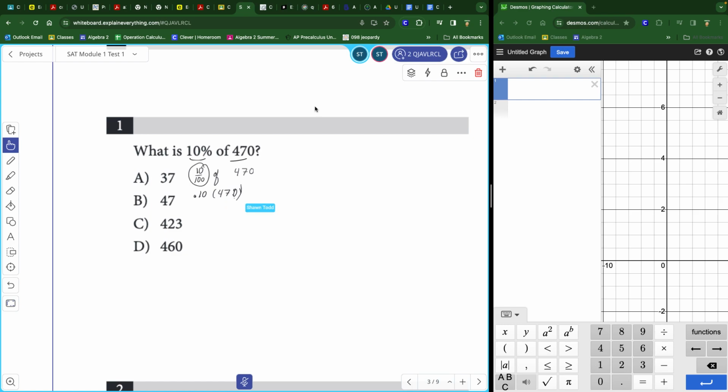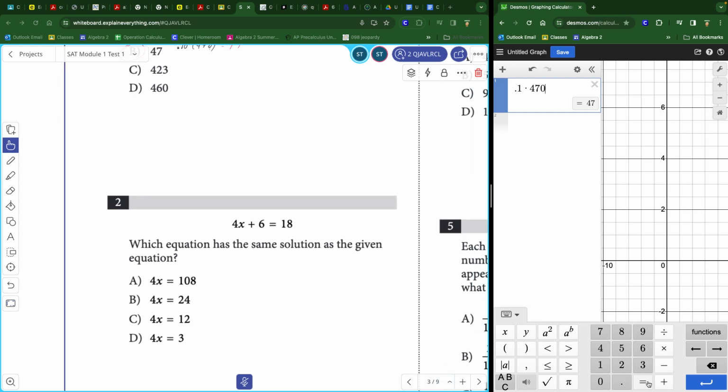If I was multiplying by 10, for example, you get one bigger, so you'd add a 0, but I'm taking times a tenth, so I get one smaller. So this is just equal to 47. Or I could use Desmos here and take 0.1 times 470 this way, and it tells me it's 47, so B is done.